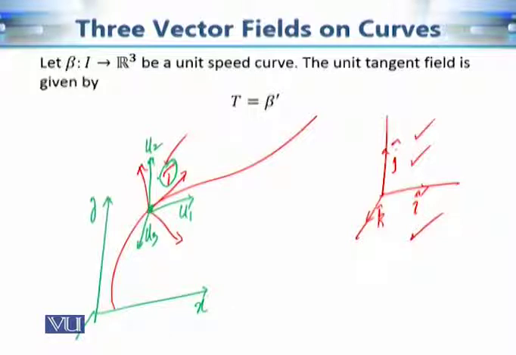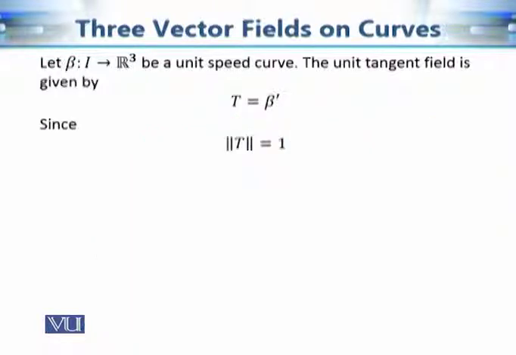Now to define 2 further vector fields on any given curve, observe that we have this unit tangent vector field. Since it is unit, the magnitude of T at each and every point is 1. What does this imply? The square of this is equal to 1, and hence T dot T is equal to 1.